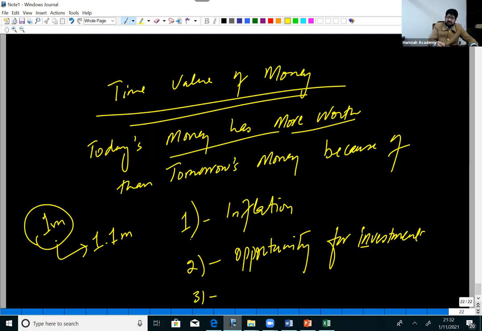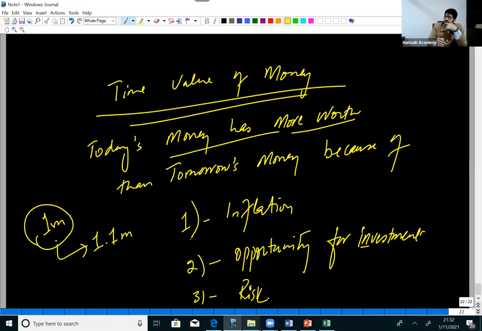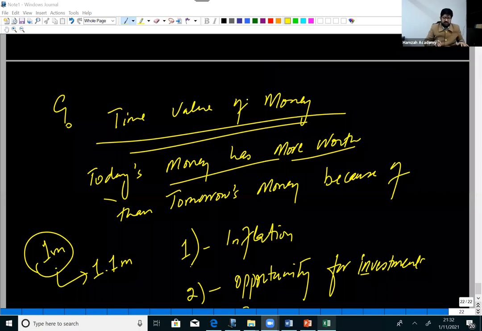And the third one is risk or uncertainty. You are sure you are getting 1 million today. But tomorrow, will you get it? Not confirmed. No idea whether you are going to get it or not. So risk is there. So that's why today's money has more value. So time value of money is there. This concept of time value of money, any question?